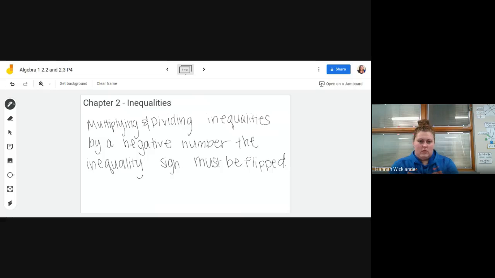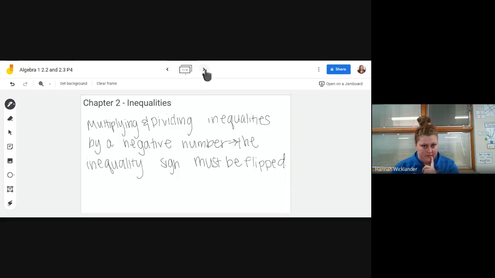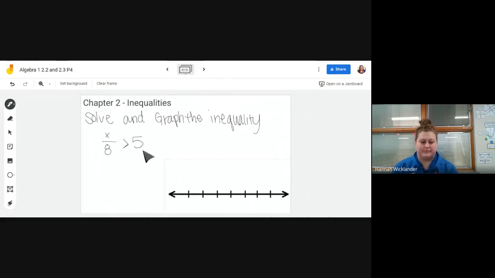Multiplying and dividing inequalities by a negative number, you must flip the inequality sign once you do that. So if you divide or multiply by a negative number, you flip the sign, just like we flipped it right here. You're going to flip it. Okay? So here are some examples.